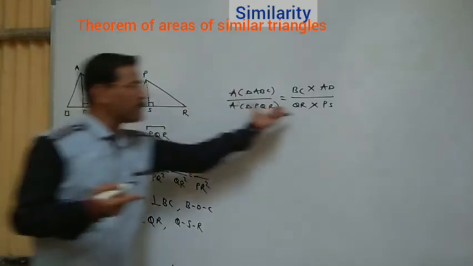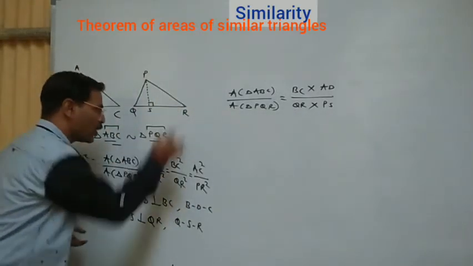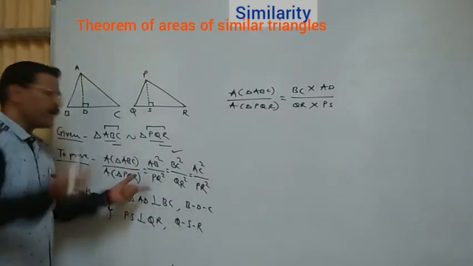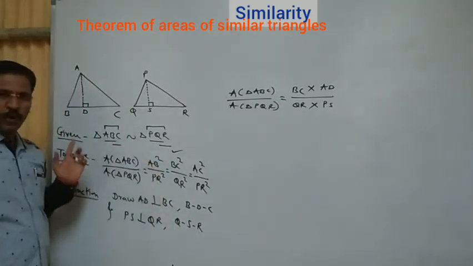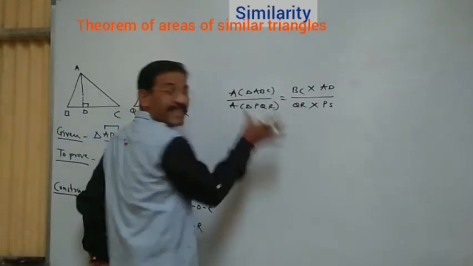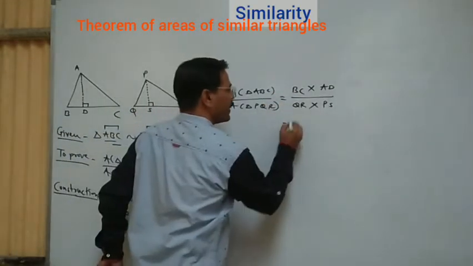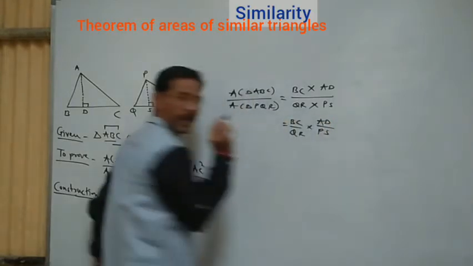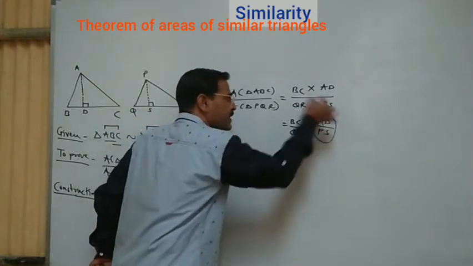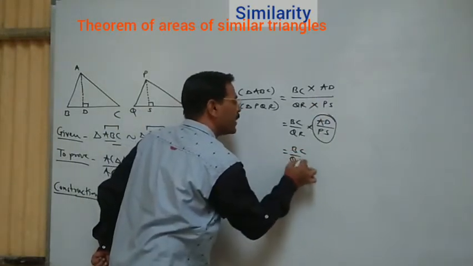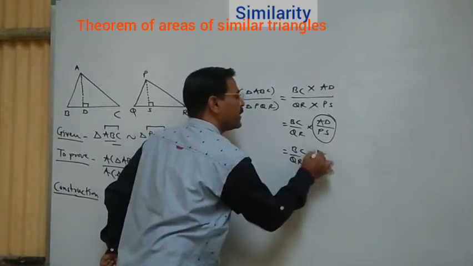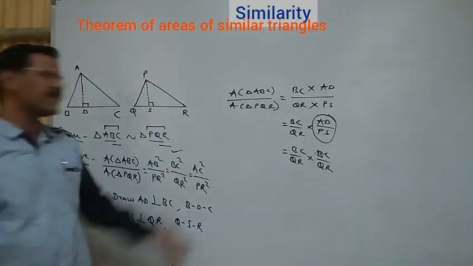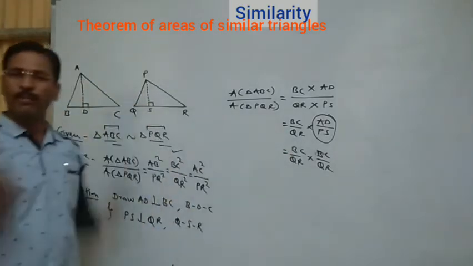See first, in this particular part, what is there? BC and QR. That means if we prove this one is equal to BC square upon QR square, then the remaining two we can prove similarly. That means BC upon QR we have. So I'll write it separately here. BC upon QR into AD upon PS. If we replace AD upon PS by BC upon QR, then that will be our proof. Yes, BC upon QR into BC upon QR means BC square upon QR square. That will be the proof.